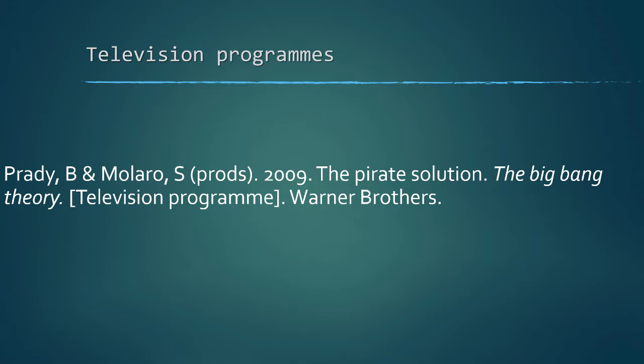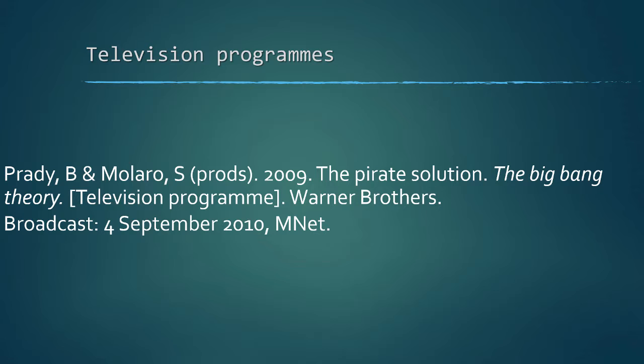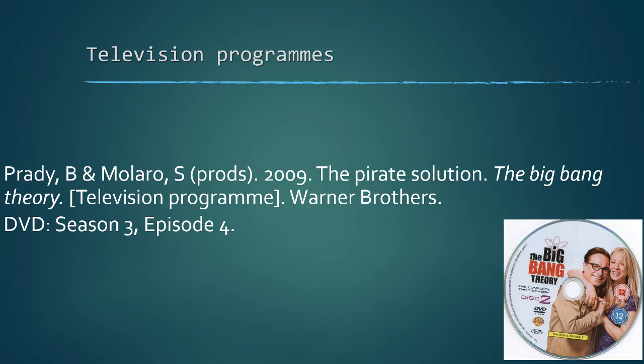First, if you watched or recorded the episode as it was aired on television, you would indicate the broadcast date as well as the channel on which it aired. If you have the series on a disc, for example, you would then replace the broadcast information with a series and episode listing in this way.